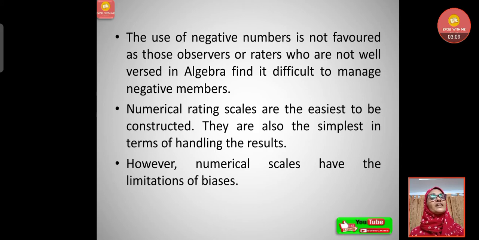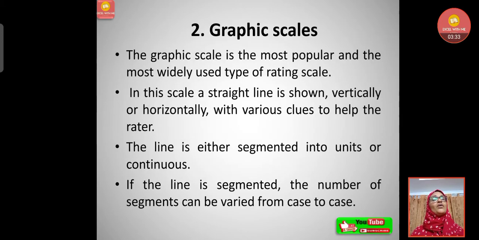So numerical rating scales are the easiest to construct. They are also the simplest in terms of handling the results, obviously. However, numerical scales have the limitation of sometimes having biases also. So in the rating scale, one question is given, and under that numerical answers will be there. The subject will decide which point they agree or disagree with.